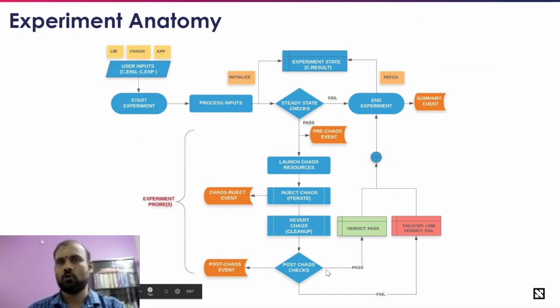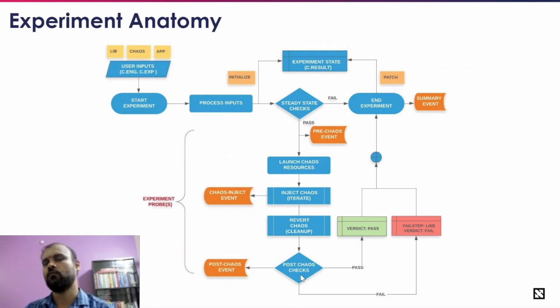And if all goes well, then you're going to pass the experiment. That is, you're going to patch the result resource with the verdict that says pass, and you're going to end the experiment with a summary event. If it is going to fail, if your application did not recover in time, if your post-chaos checks were not fulfilled, then you're going to provide the fail step: what step of the experiment it actually failed at. This is going to help you with your root cause analysis. And you're going to patch the chaos result with the failed verdict.